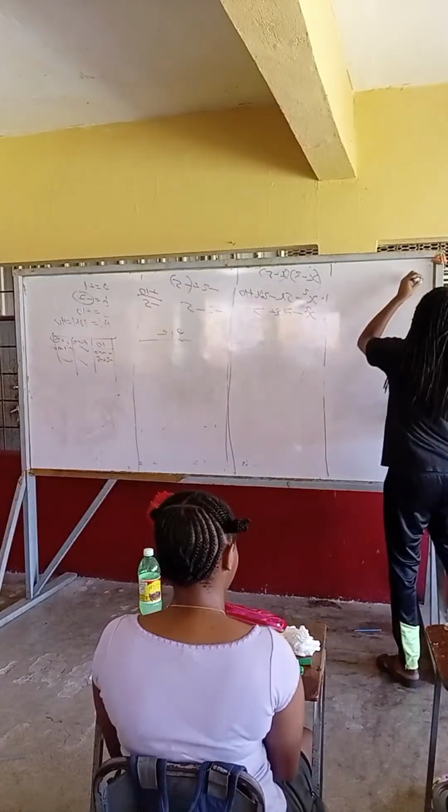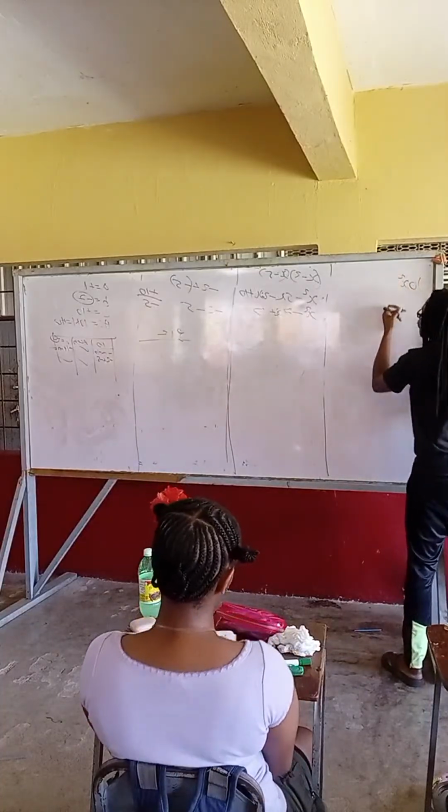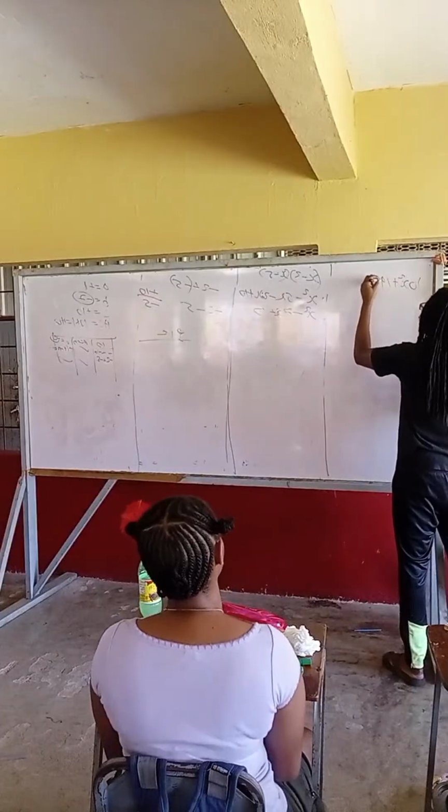Give me 10x squared, all eyes on the board. Plus 10x minus.